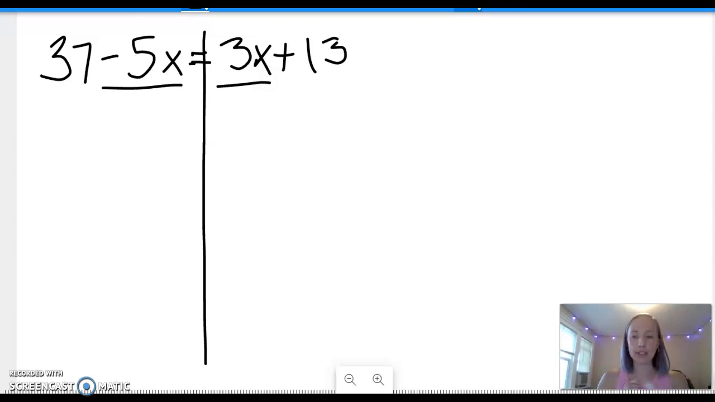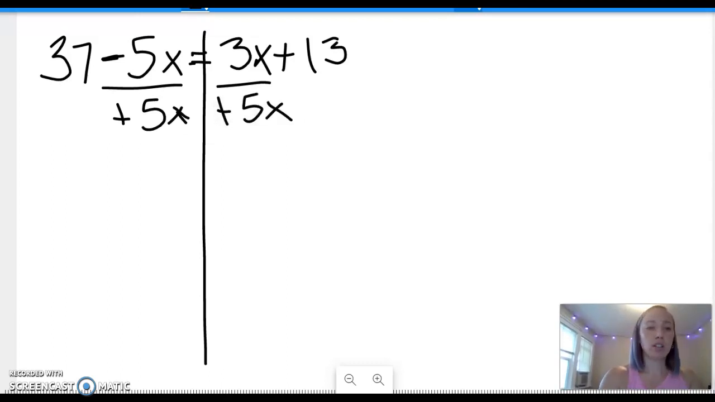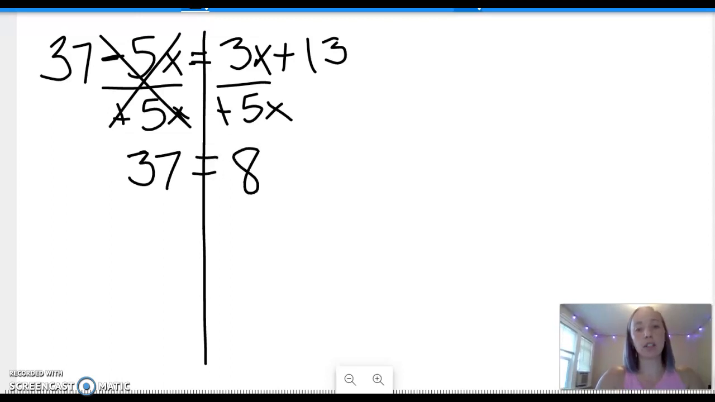So, do I want to add or subtract the 5x? Hopefully you chose right that we want to add the 5x because it's a minus 5x. So I want to do the inverse or opposite operation. So minus 5x plus 5x just turns into 0. So I'm left with 37. 3x plus 5x is 8x plus 13 over here.